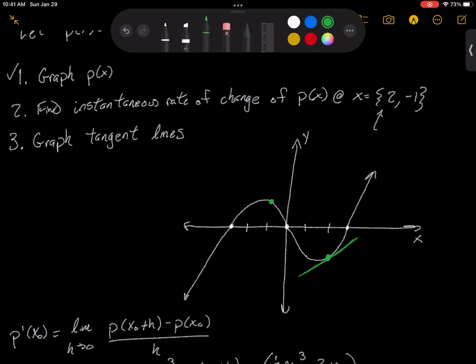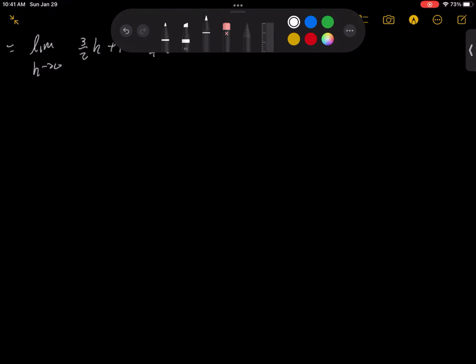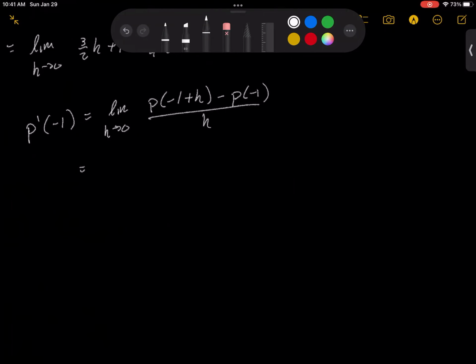Let's do the same thing for the other point. X is now equal to minus 1. So we'll look at the value of the derivative at minus 1. That is the limit as h goes to 0 of the function at minus 1 plus h minus the function at minus 1 over h, right? The limit of the difference quotients, the limit of the slopes of secant lines. So a lot of this is going to be repetitive because we're dealing with the same function. We're just changing the point.